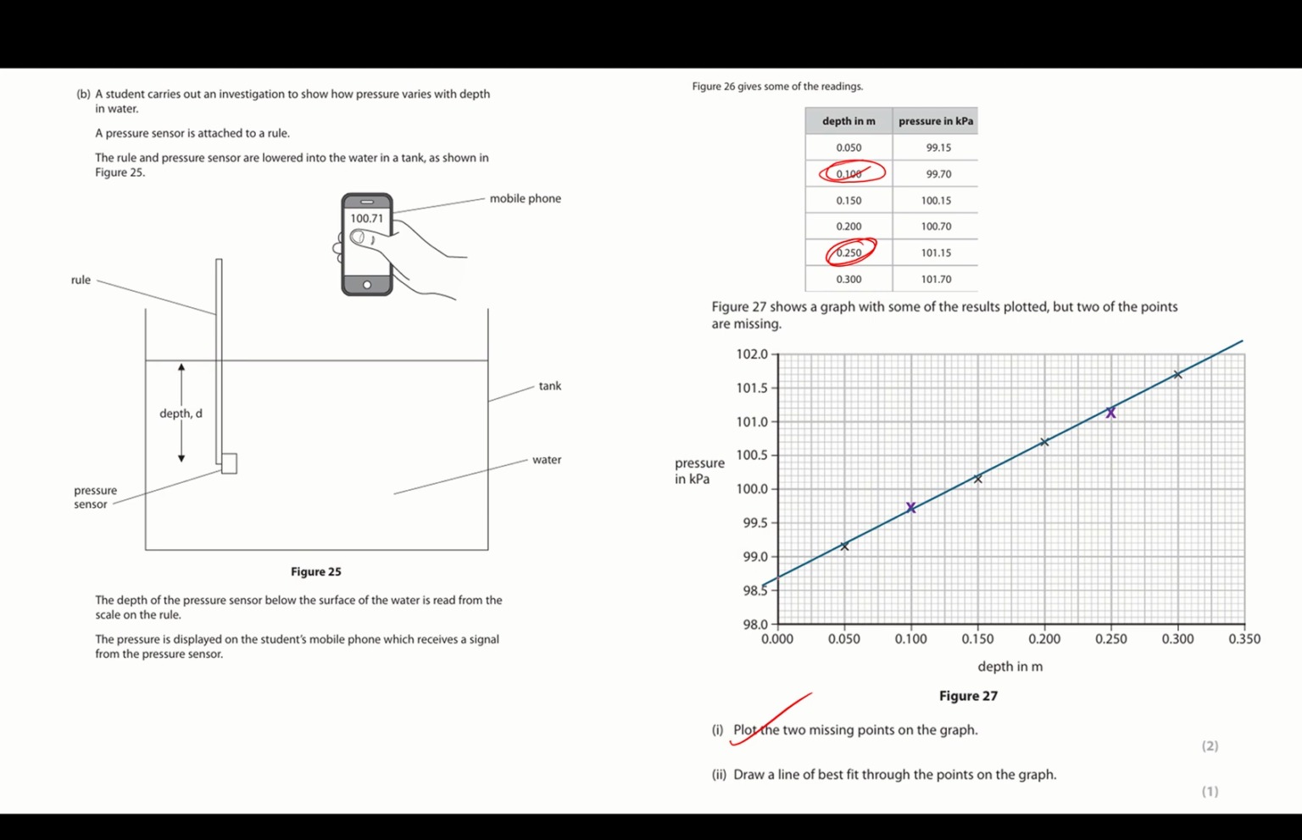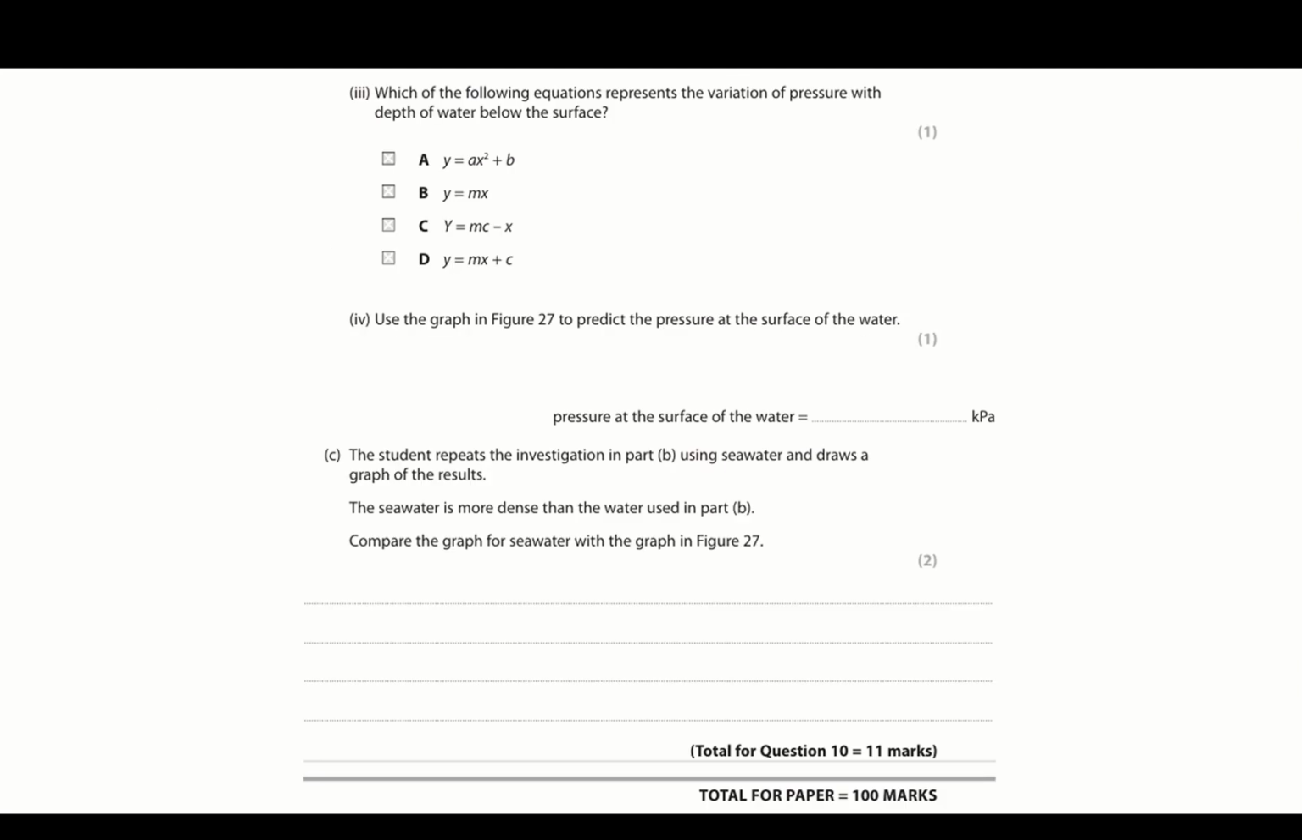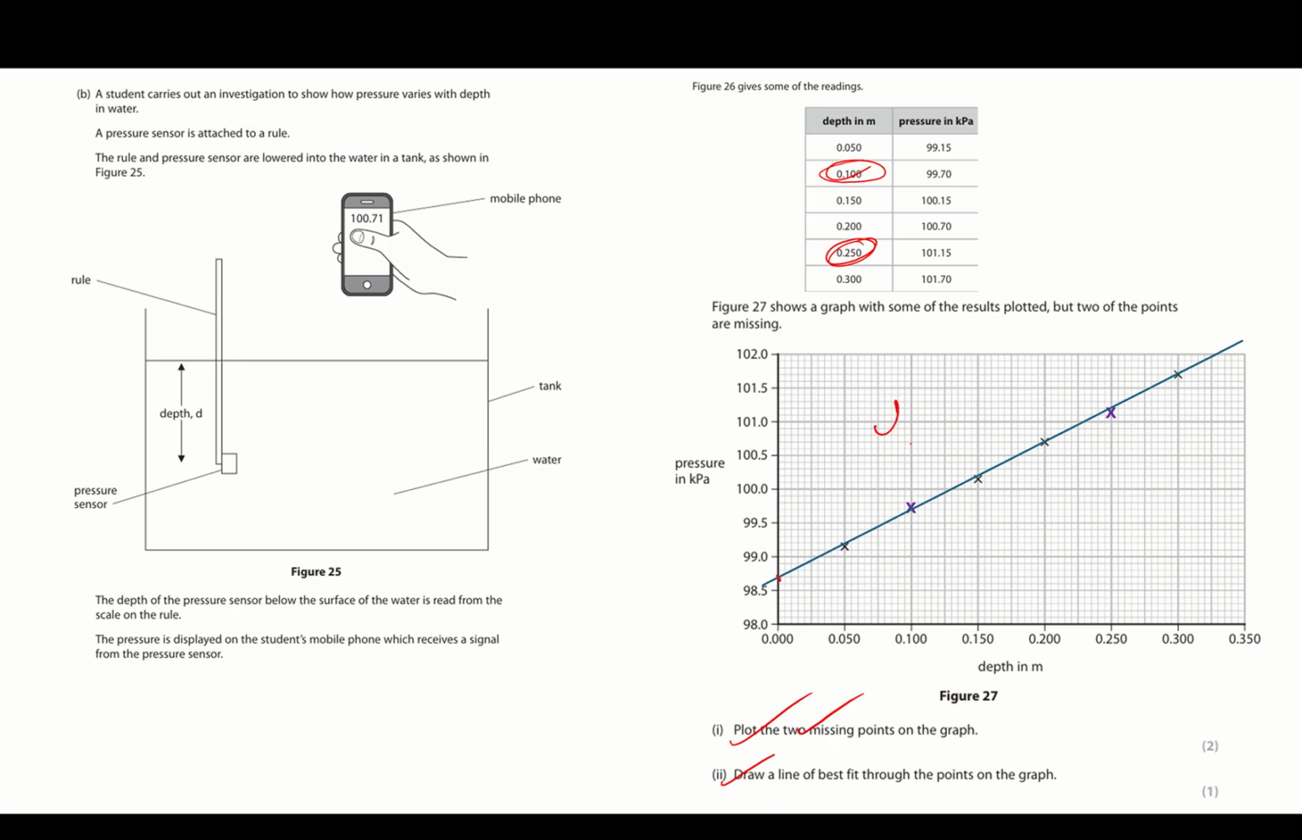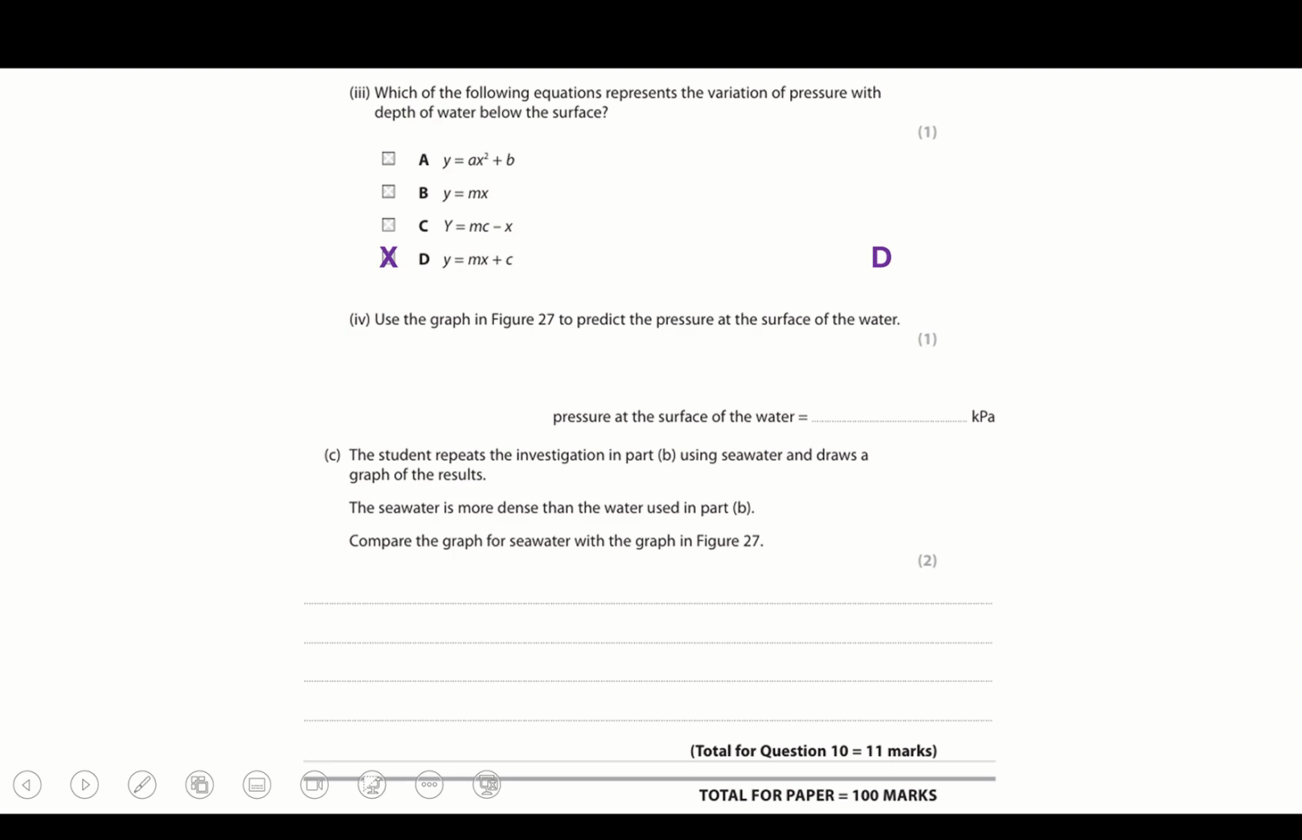So straight line through the points, making sure it goes through the axes, so that we have an intercept. Okay, next part. Which of the following represents pressure? We can see we've got a straight line, so this is y equals mx plus c. So that's going to be that one there.